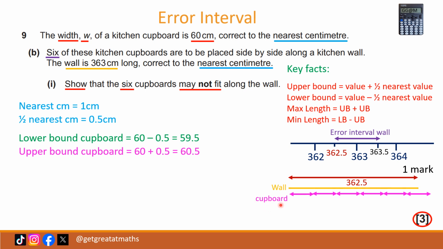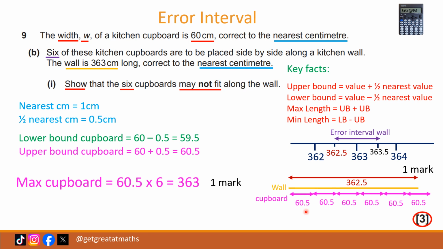Then we need to do the opposite with the cupboard. So for the cupboard, we've got a lower bound of 59.5 and 60.5 for the upper bound. So we need to use the maximum bound for the cupboard to see if it will fit within this 362.5 length of the wall. So my cupboards, all of these are going to be 60.5. So if I add all these 60.5s together, or do 60.5 times 6, that gives me 363.